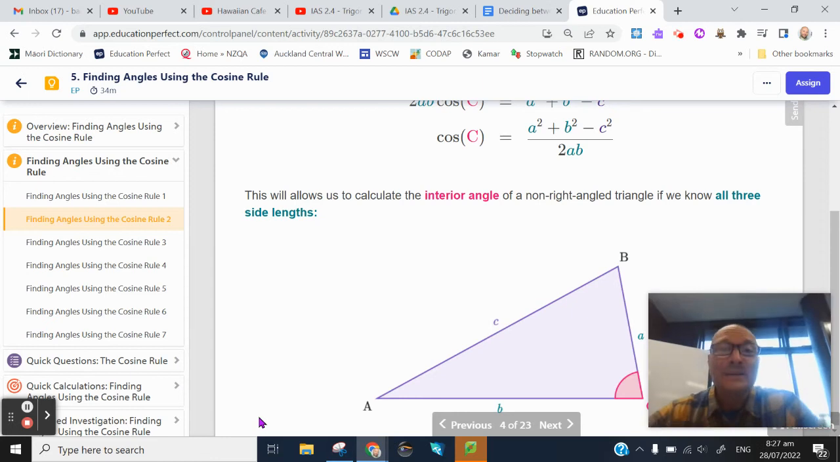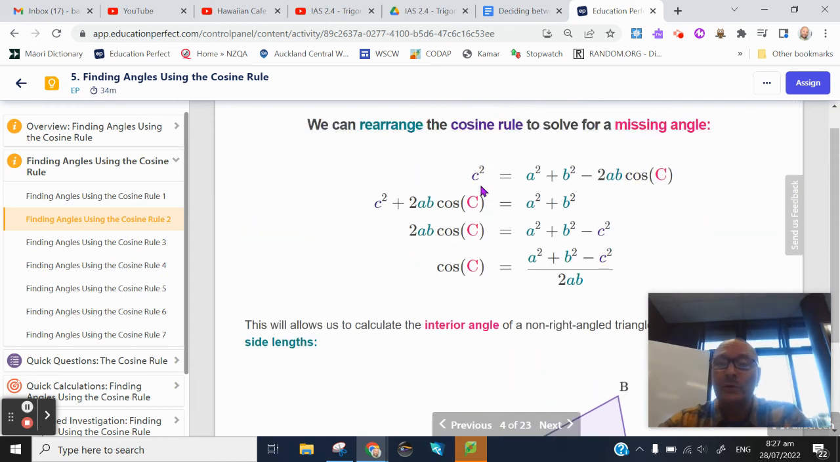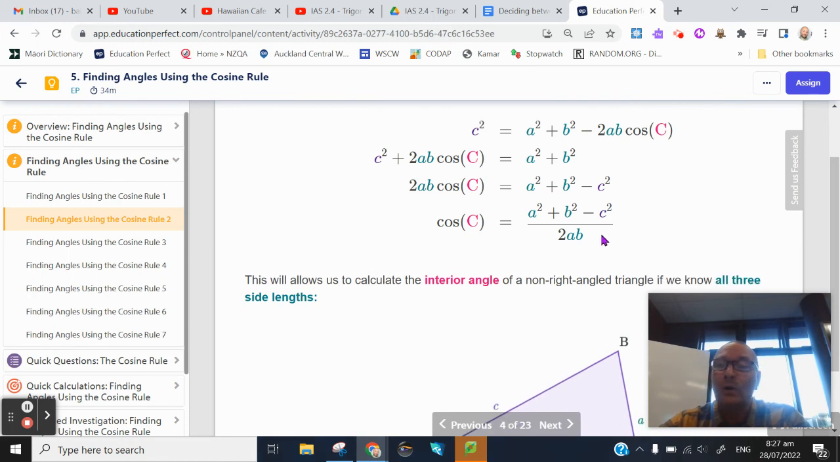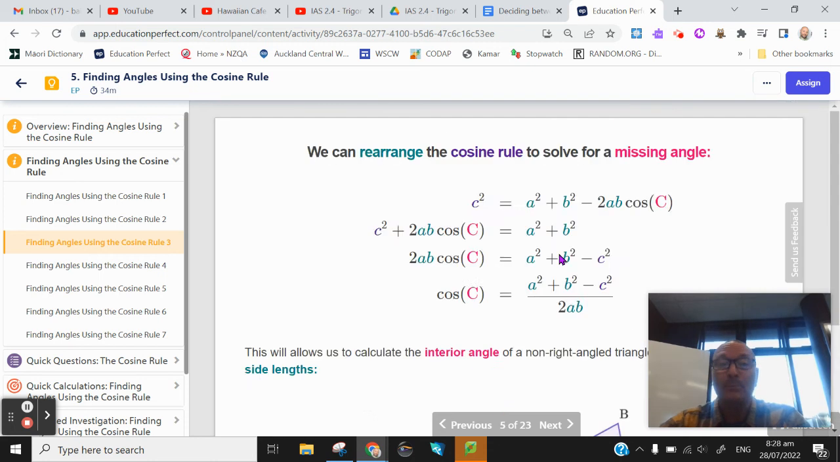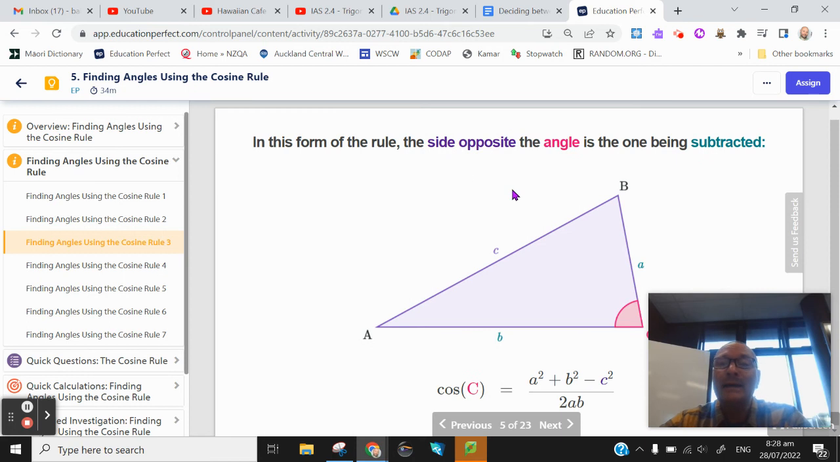Kia ora. In this video lesson, we're going to be talking about using the cosine rule to find the measure of an angle. For starters, we've got our cosine rule here, which we know to use for the length of a side. We're going to rearrange that to make the cosine of the angle the subject. So we've got the cosine of angle C being a squared plus b squared minus c squared, and all that divided by 2ab. Now, in this form of the rule, the side opposite the angle, that's the one being subtracted.